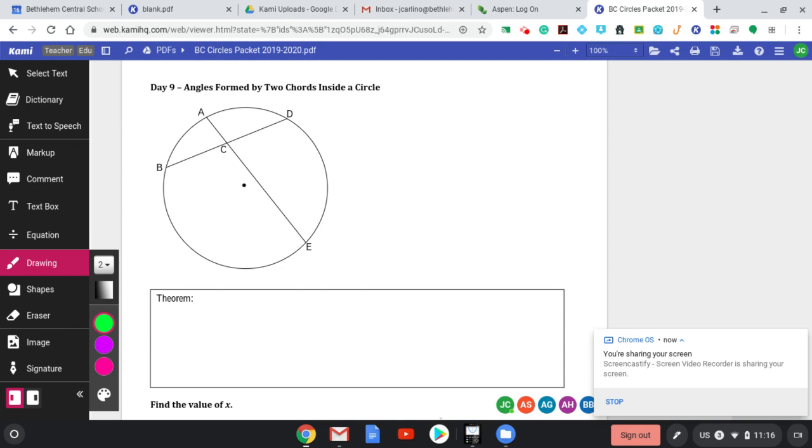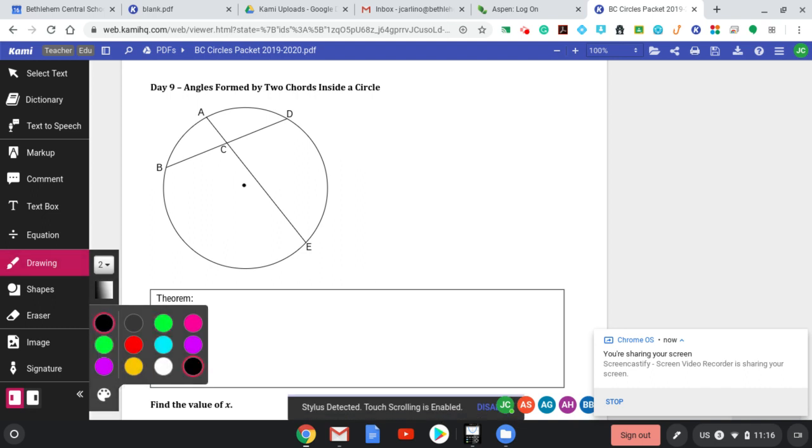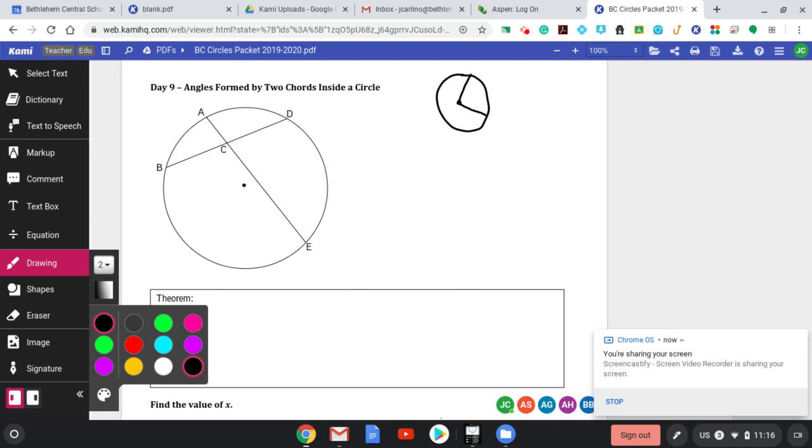Hello, everybody. Now that we know a little something about what a tangent line is, let's turn our attention back to different types of angles formed inside the circle. Quick review of what you should know so far about angles inside the circle. Day number 2, we talked about this type of angle, which is called a central angle. And if you guys remember, a central angle was always equal to the measure of its arc, right?